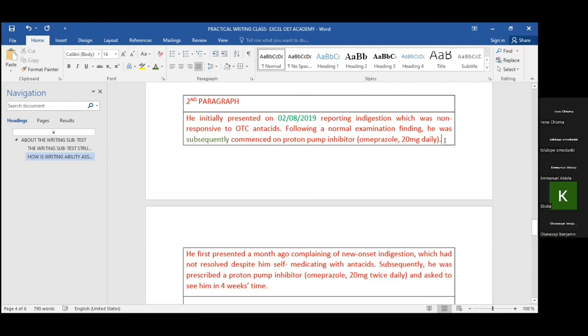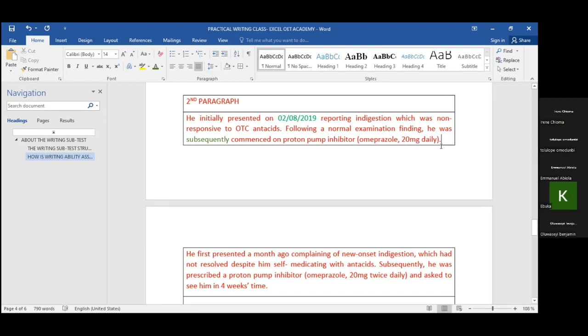Okay, so now, if you're writing generic medications, like omeprazole, for example, you write it in small letter. You can see my O was in small letter, and then everything was in small letter. Then remember that I put a comma after the name of the medication, and then I put 20 milligram daily.